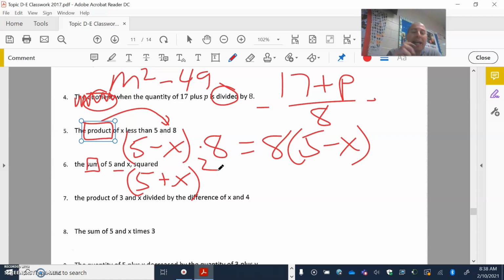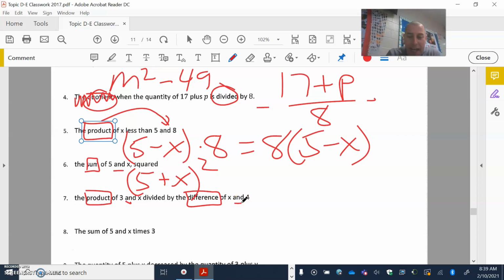Okay, so the product of 3 and x divided by the difference of x and 4. Does this have everything here? Okay, product is one of our boxed-in words. It means the answer to a multiplication problem. Look who's here, and. Divided by, difference. Difference is one of our boxed-in words. It means the answer to a subtraction problem. Look who's there, and.